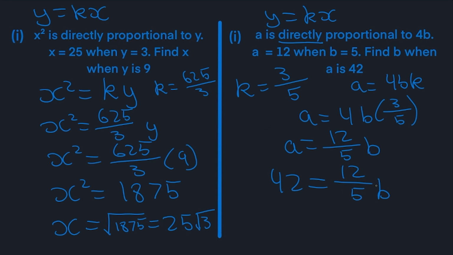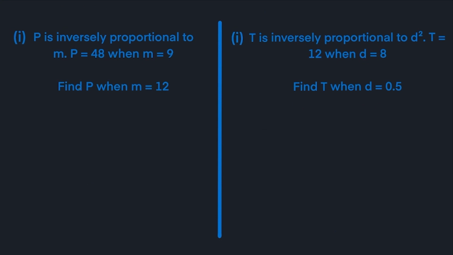This b is currently being multiplied by 12 over 5. We reverse it, we divide it by 12 over 5, and what we do to one side, we must do to the other. So b is equal to 42 divided by 12 over 5. Once you put that in your calculator, you should get 35 over 2, which is the same thing as 17.5.